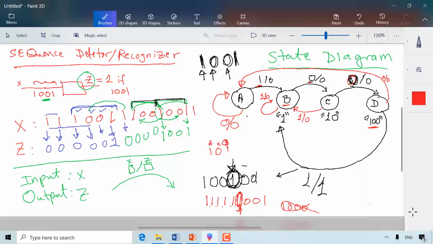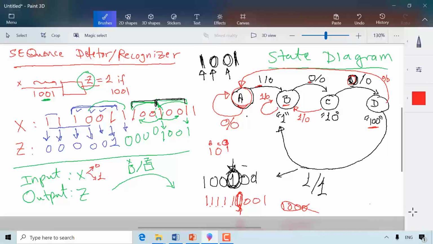Now, this is the complete state diagram of my circuit that I described. Notice every state has two arrows going out of it. Why two arrows? Because I have one input, and this input can be a 0 or a 1. And for every arrow, I have an output. Notice that this type of circuit is a Mealy circuit, because the output depends on the input and the state. So this is my state diagram.